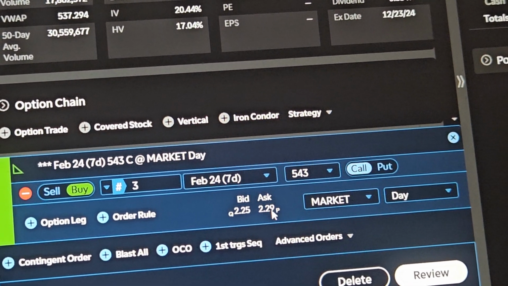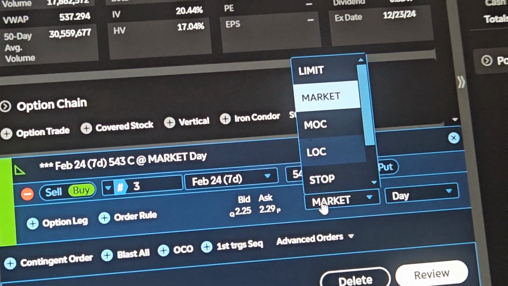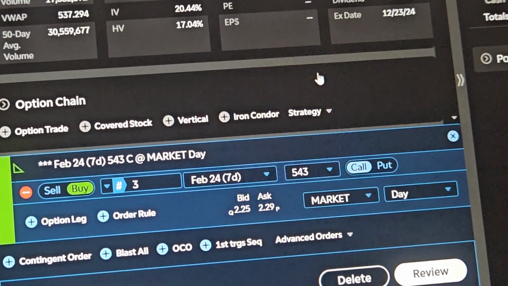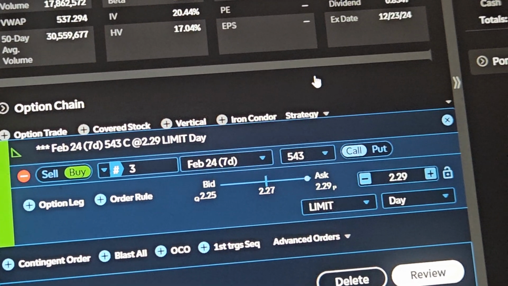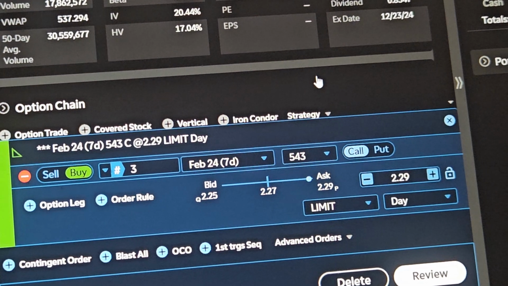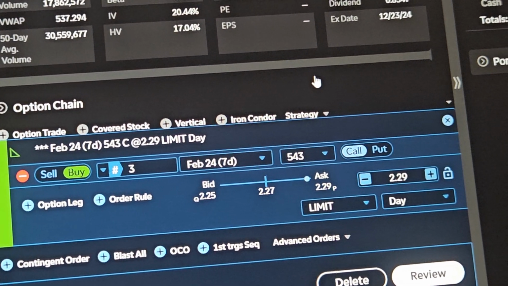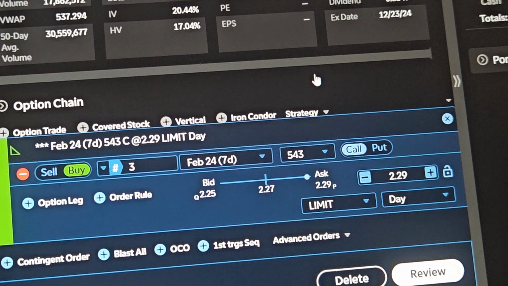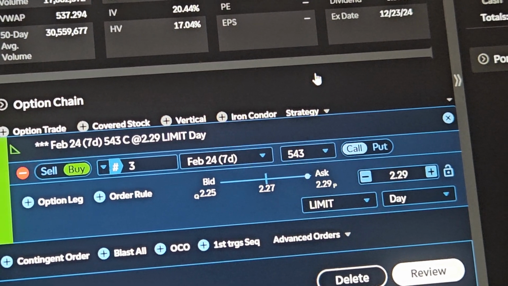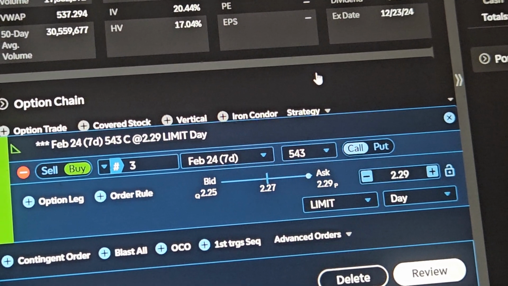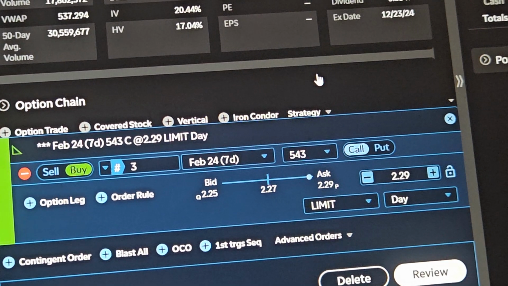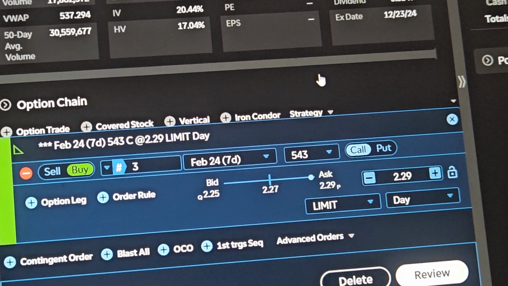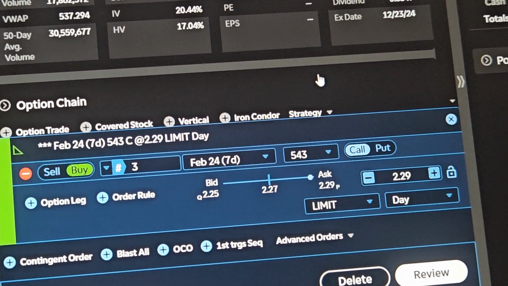You're going to pay that $2.29, not the $2.27, not the $2.25. And you want to be careful with that on certain stocks. On a stock like QQQ, it's not going to hurt you a bunch, but it still will hurt because you're still paying an extra $2 per contract to get in immediately. And like I said, I would be willing to pay the extra $1 to get in if I wanted to get in that bad. I don't want to pay an extra $2, so I would not want to do market.